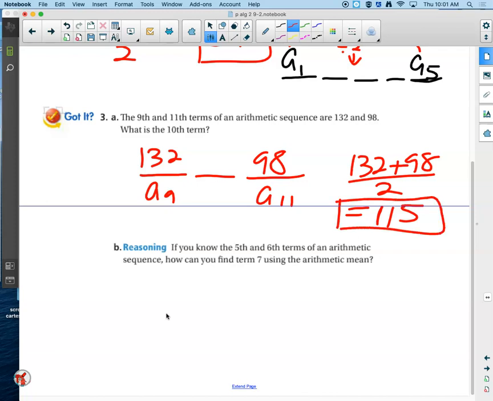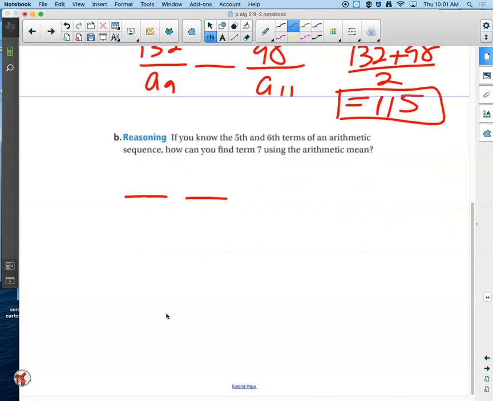So, arithmetic mean. Is it a new formula? Yes and no. In probability and statistics, you found averages all the time, so it's probably not feeling like a new one. But now part B kind of challenges our thinking. It says if you know the fifth and sixth terms of an arithmetic sequence, how can you find the seventh term if they say you have to use the arithmetic mean?